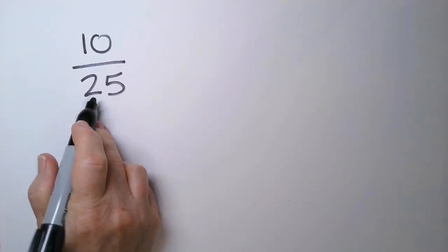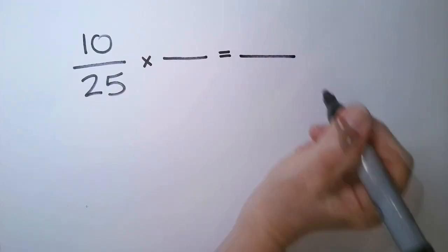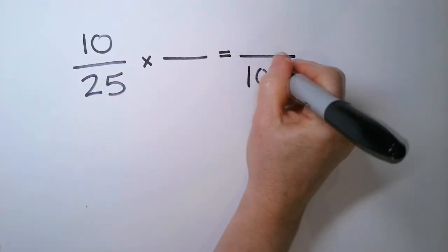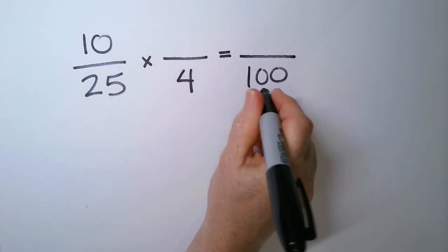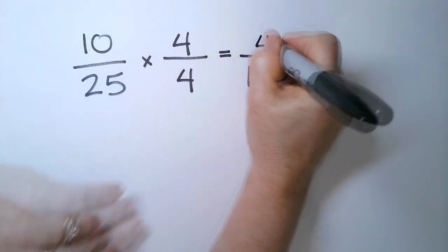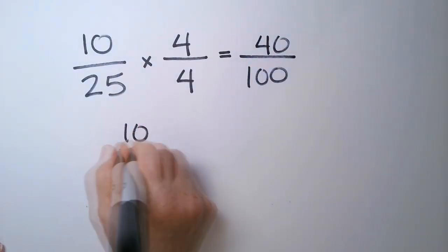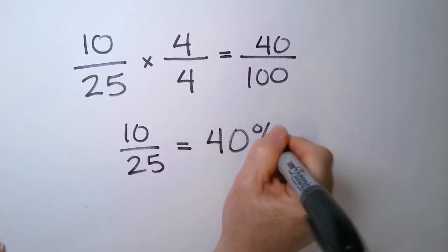How about this one? What do I need to multiply top and bottom by for the bottom to be 100? For this one, it's going to be 4. 25 times 4 is 100, so we're going to do it to the top too. 10 times 4 is 40. So 10 out of 25 means you're talking about 40%.